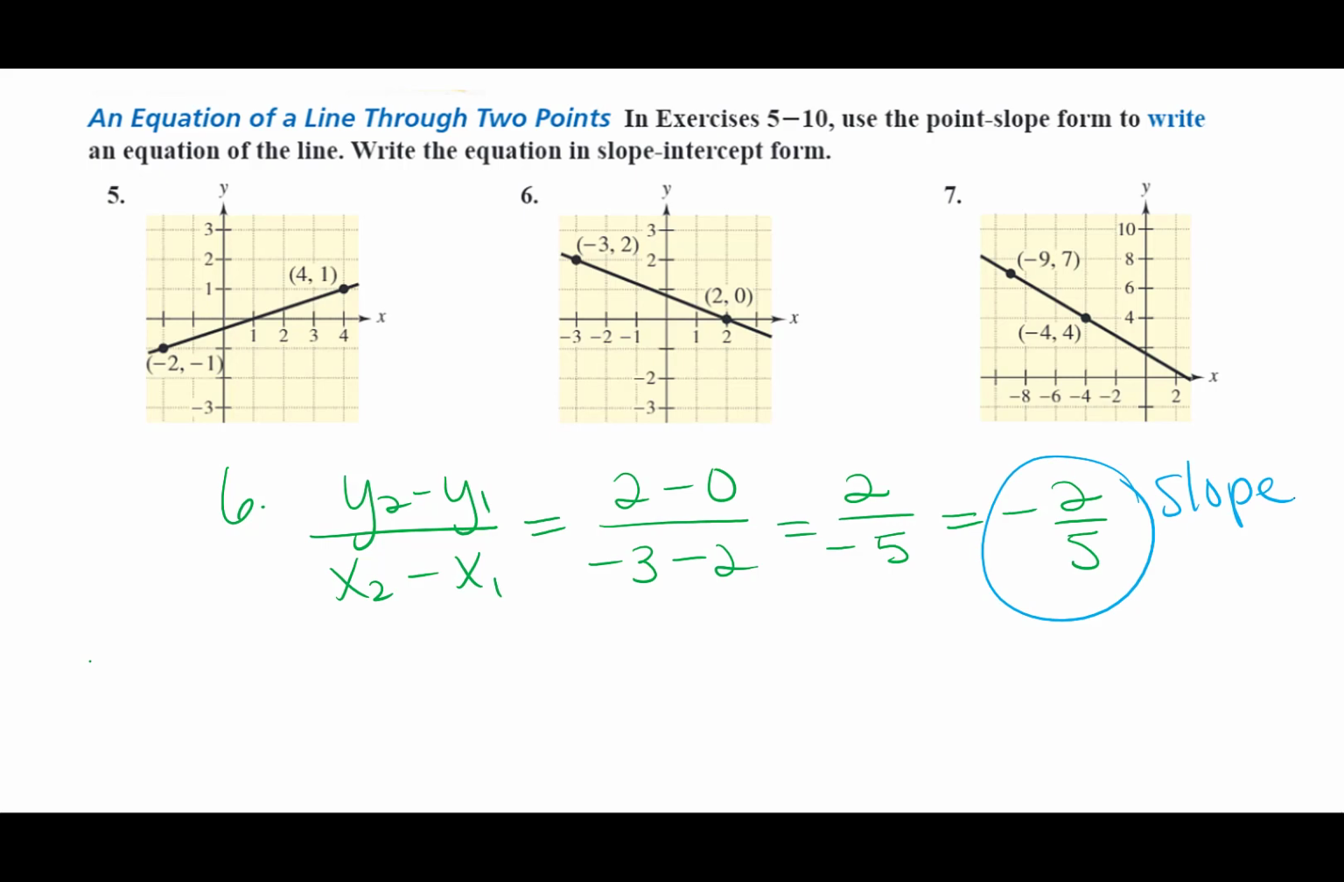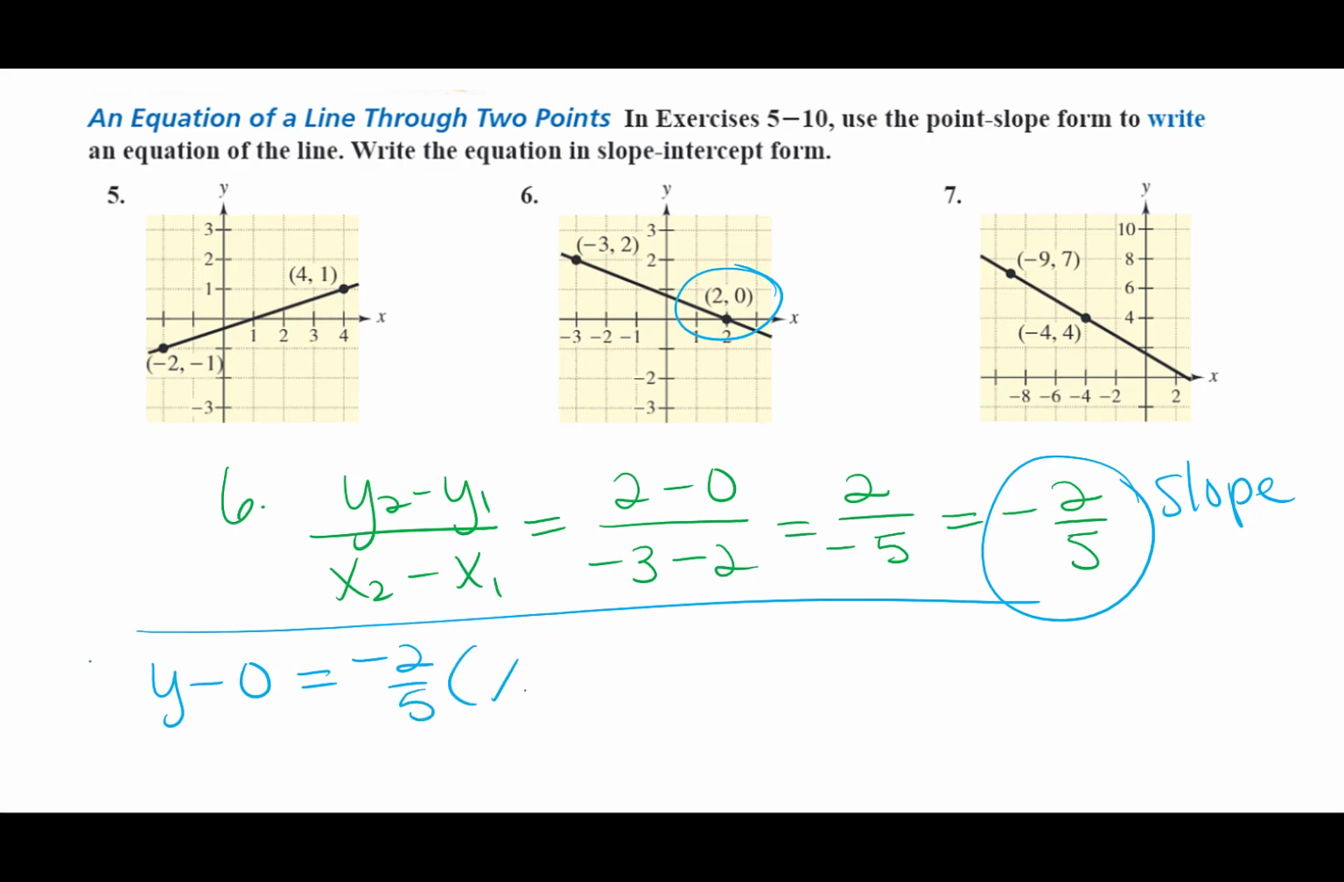Next, you need to pick one out of those 2 ordered pairs and substitute it into the point slope form. I'm going to choose the 2, 0, again, just because it's positive and there's a 0 involved, so that makes the math a little easier. So this will be y minus 0 equals, our slope is -2/5 times x minus 2. Well, y minus 0, that part's easy. It's just y equals. Now let's just do the distributive property.